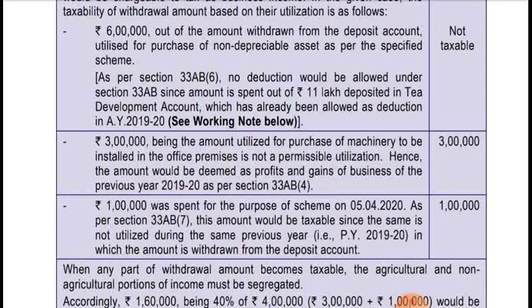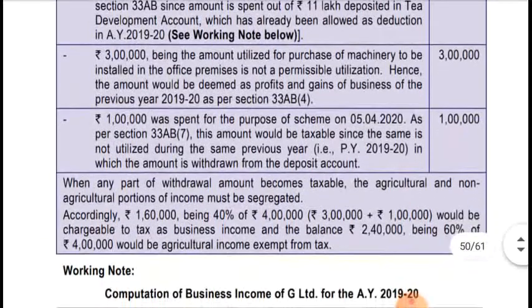As per section 33AB(7), this amount would be taxable since it is not utilized during the previous year, that is previous year 19-20, in which the amount is withdrawn from the deposit account. So as I said, in the year it is withdrawn it should be utilized. Since it has not been utilized in that year, it will be chargeable to tax. Okay, now let's see what they're saying next.